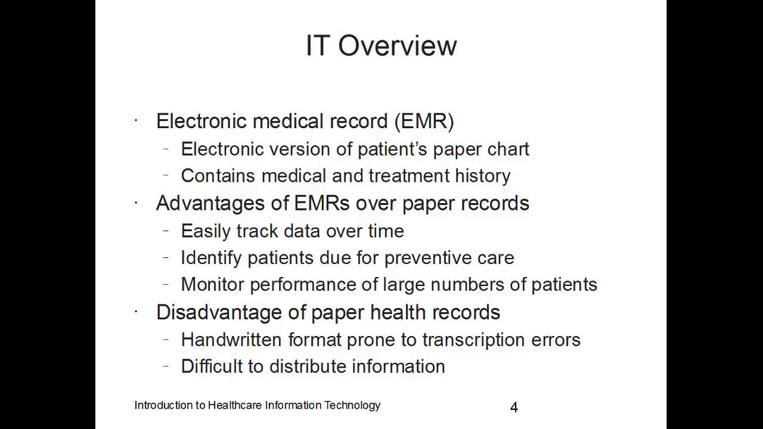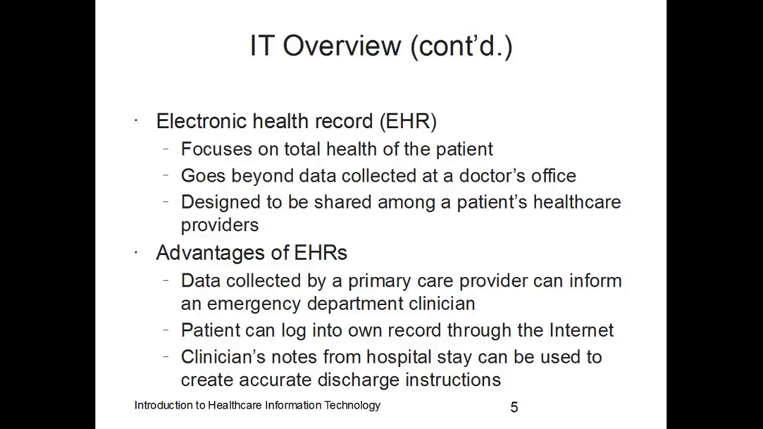Some disadvantages of paper records would be that it's difficult to distribute information, and anything that's handwritten is prone to transcription errors. That could be a very serious mistake if you're talking about, say, a prescription order, for example. Another type of electronic record is an EHR, electronic health record.